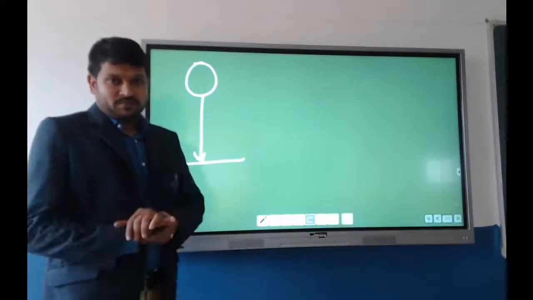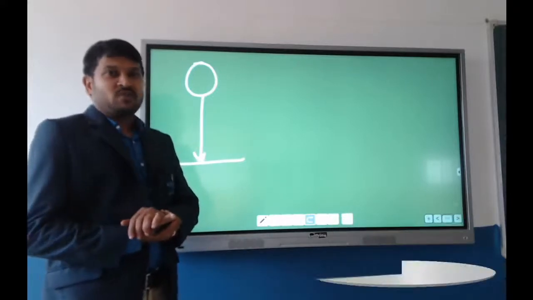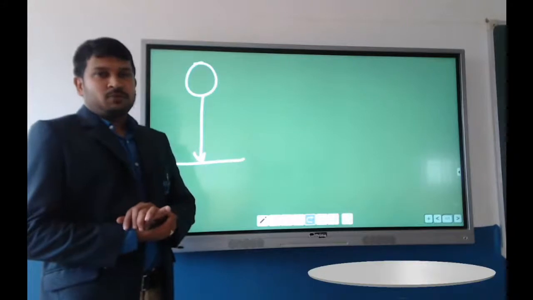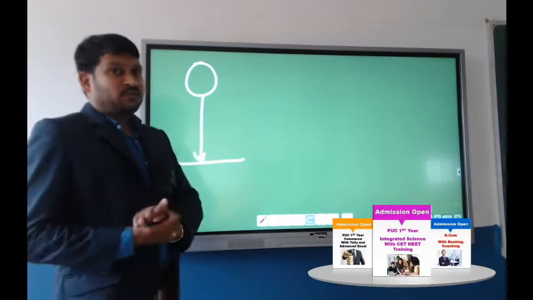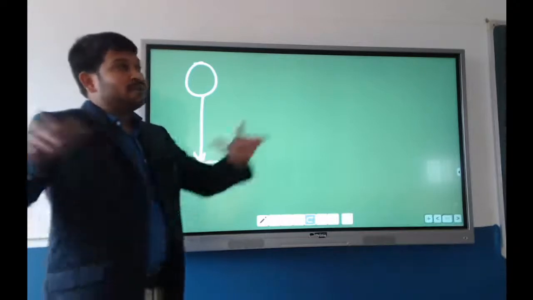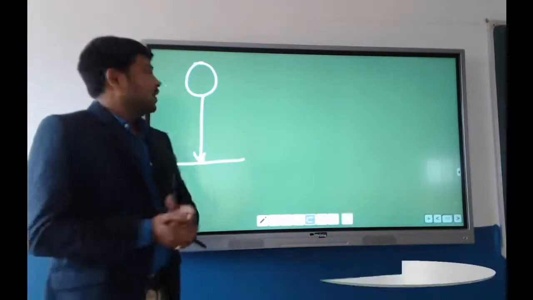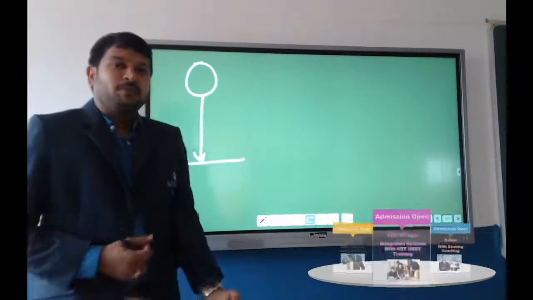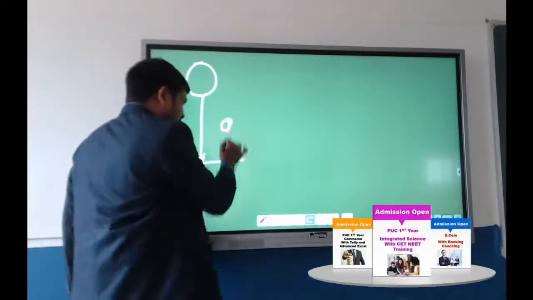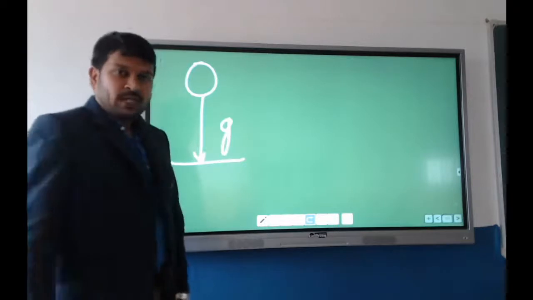Otherwise, when you are moving on a plane, at a height, and suddenly the engine stops, what happens? You also fall. Why? Why are we not flying? Why are we only falling? Because the acceleration due to gravity pulls in a downward direction. That is nothing but g pulling in a downward direction.